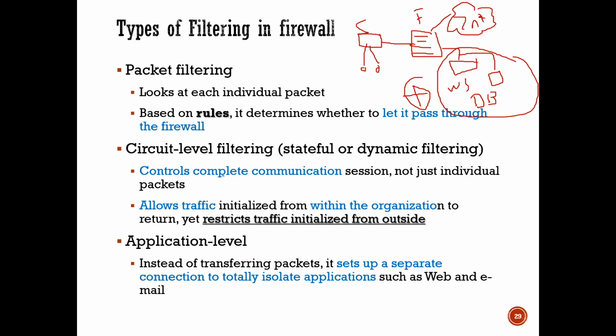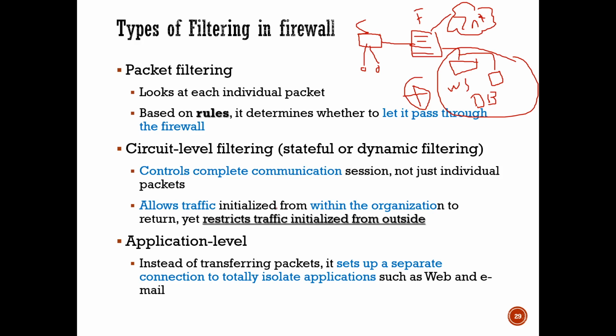Circuit level filtering controls the whole session of communication. It decides whether it is stateful or dynamic filtering. It allows traffic to be initialized from within the organization and returned. However, it restricts traffic initialization from outside, meaning it allows internals to access outsiders, but not outsiders to access internals.